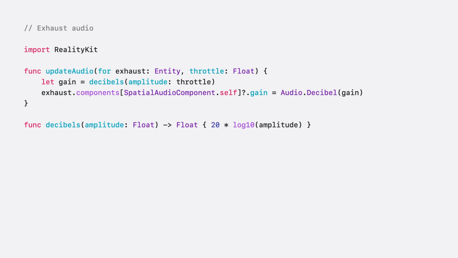I have a custom audio system which reads the throttle value each update. It maps the value from the linear throttle value to logarithmic decibels, and then updates the spatial audio component's gain property with the decibel value. Our implementation of the spaceship audio is becoming more dynamic. As the spaceship flies around, we hear the loudness and tonality shift due to the directivity pattern, and the exhaust getting louder and quieter as the throttle goes up and down.